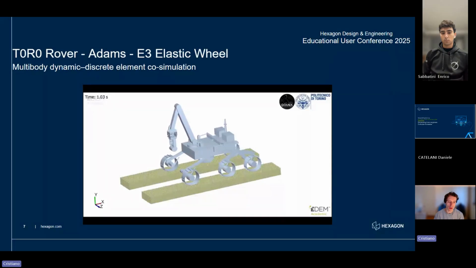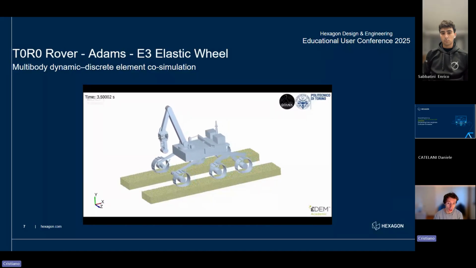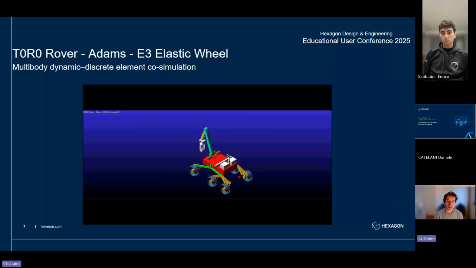Another example that I would like to show you, this really super interesting topic here, where we had the opportunity to do a simulation between Adams and another software for discrete element modeling. So as you can see, again, we have the Toro rover, and in this case, we are basically modeling the motion of the rover on a soft soil that was modeled using discrete components, and also using flexible wheels.